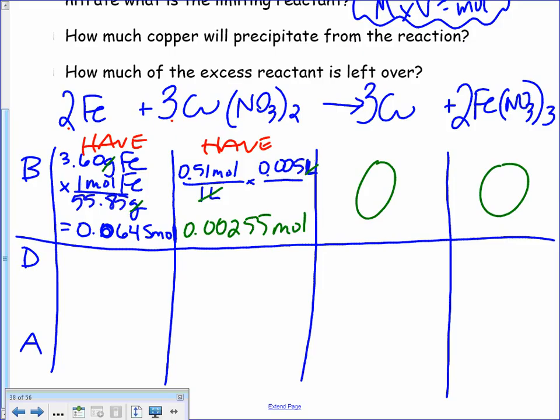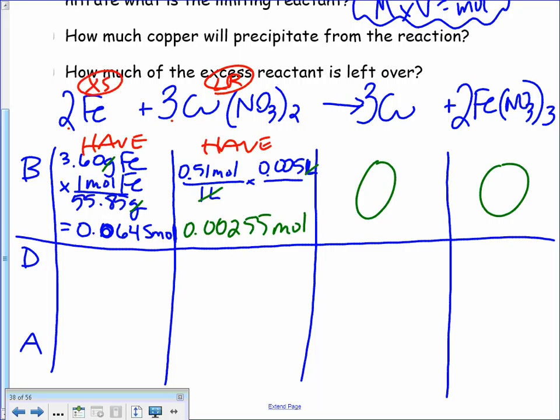Yes or no? Not even close. So that right there says, if I need that much, who's going to run out first? The copper 2 nitrate. Because I need 0.09675 to react with all this nice iron. But I only have 0.0025, so I'm totally going to run out of that first. So if I run out of this first, what do I know about it? Is this the LR or is this the excess? This is the LR. So once you know the LR, write it on top of it so you don't forget. That one's the LR. That one's the excess.